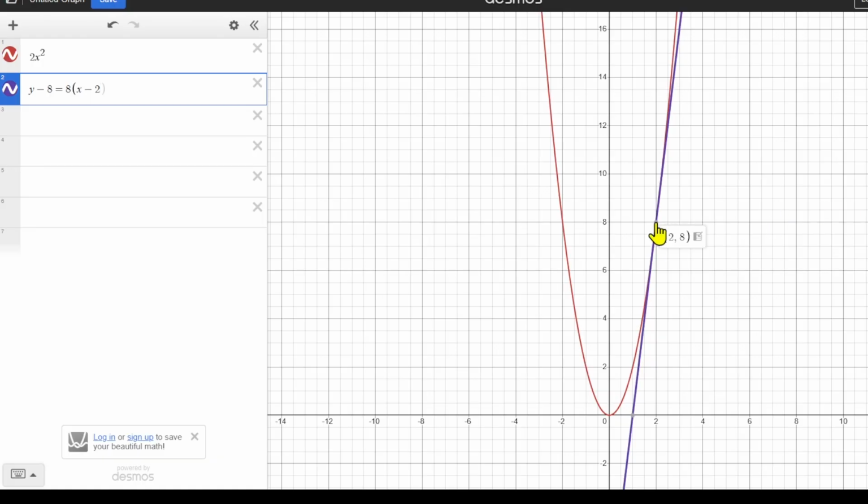And you will see here, they come together at one and only one point. So the line is tangent to the parabola, and that is our check. So we know that our slope is correct, and we know we did this right.